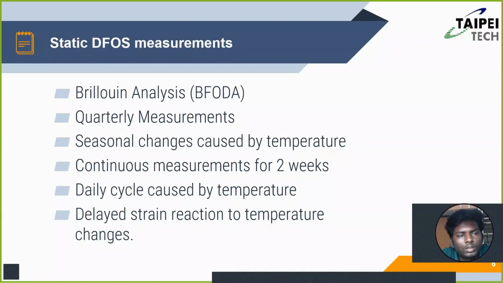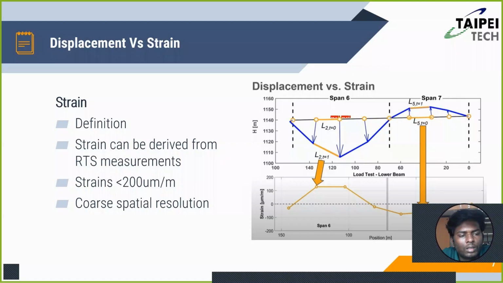Static DFOS measurements. Our measurements were based on Brillouin frequency domain analysis, or BFDA. They conducted quarterly recordings and also observed data continuously for 2 weeks. Interestingly, they found that temperature changes, both daily and seasonally, play a huge role in how strain develops over time.